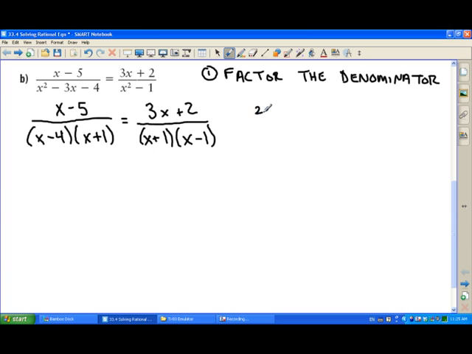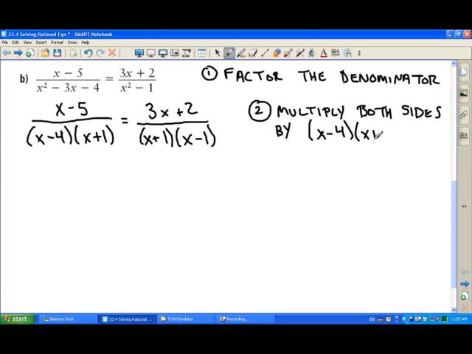Next, I'll multiply both sides by the common denominator of x minus 4 times x plus 1 times x minus 1. So I'm finding a common denominator, and I'm multiplying both sides by that common denominator.